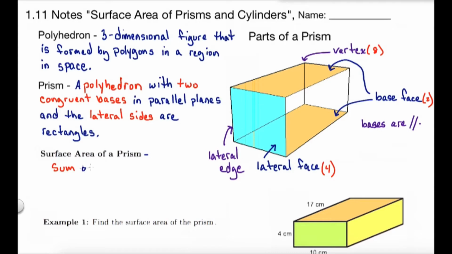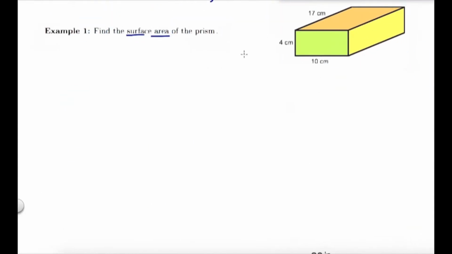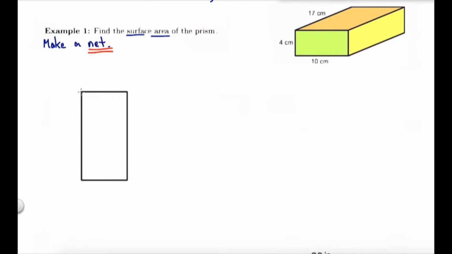So how do we find the surface area? Well, we just add up all of the areas of the individual sides. So it's the sum of the areas of all the faces, base and lateral. So let's try an example. Find the surface area of the prism to the right.